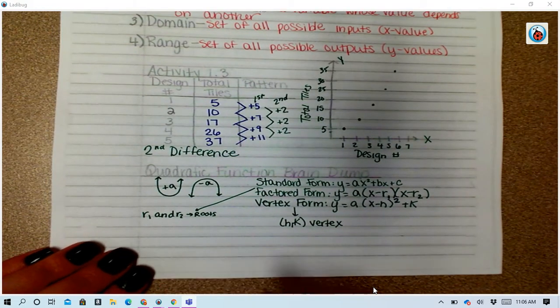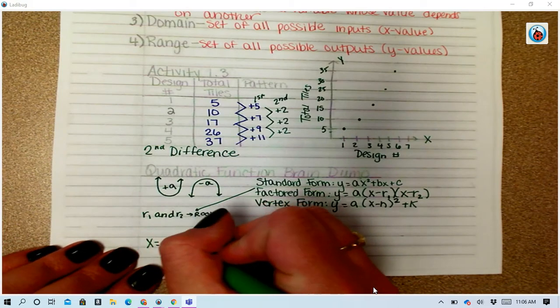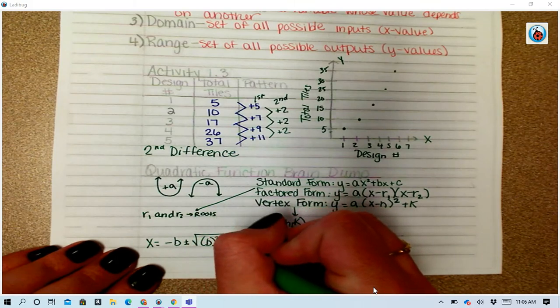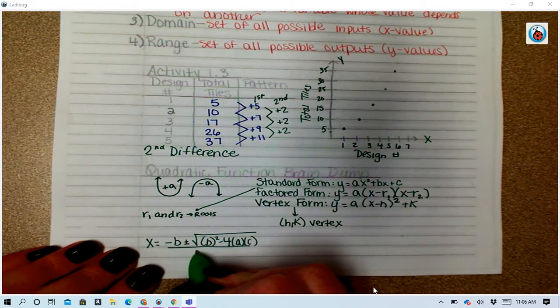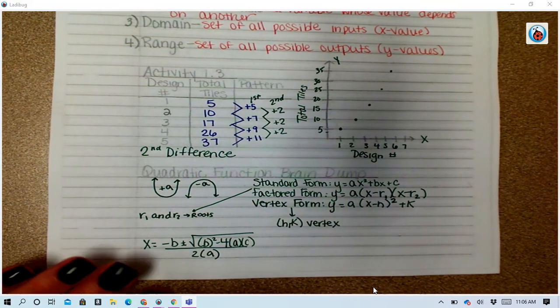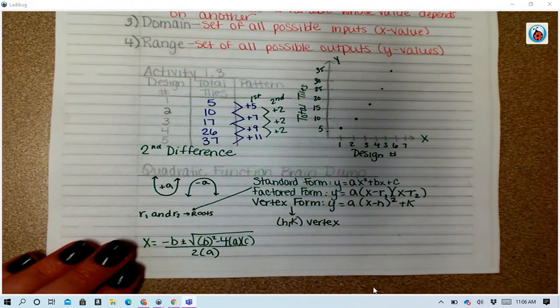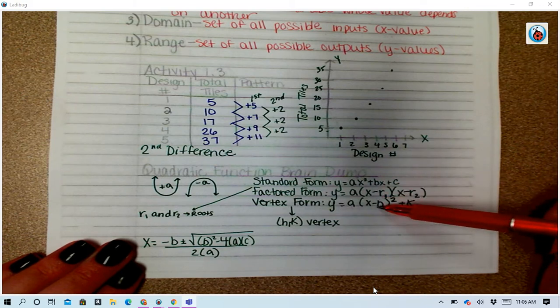Something else that I wrote down is the quadratic formula, which you should have learned and integrated to. And that's x equals negative b plus or minus the square root of b squared minus 4 times a times c, all over 2 times a. And if you have anything else down there, that's fabulous. Just make sure that you have written down the 3 forms and all of their components.